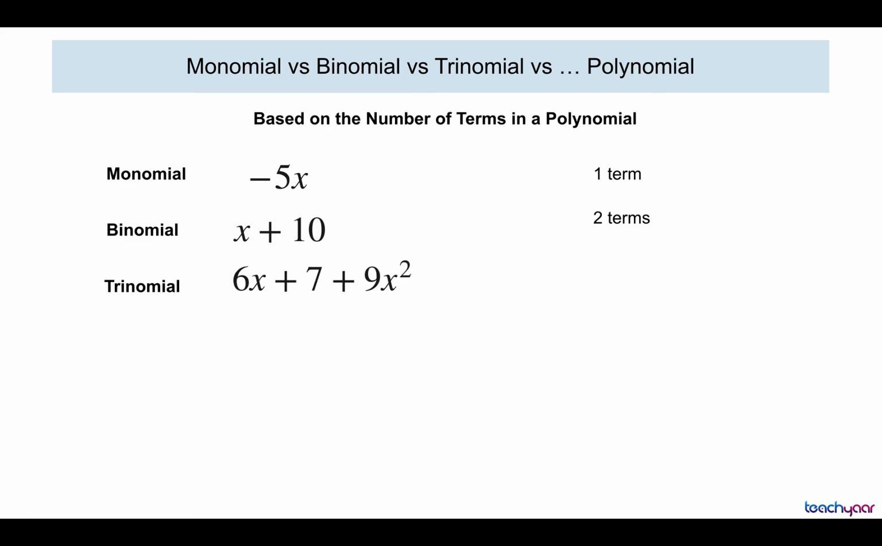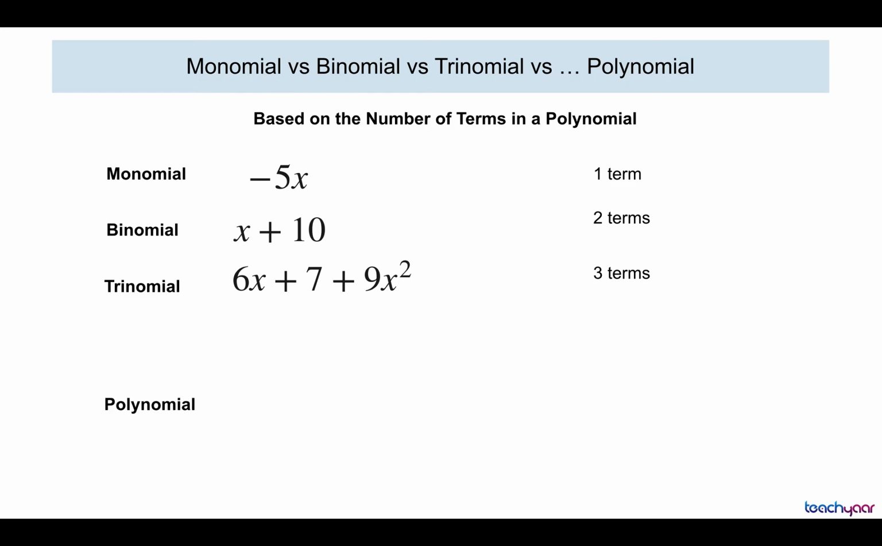So 6x plus 7 plus 9x square. Now remember that when I say a term, it needs to be unique in its variable combination, right? So if you say 6x square plus 7 plus 9x square, no, it's not a trinomial actually. You can call it a trinomial if you really want to, but it's not, because 6x square and 9x square actually are combined together and it will become a binomial. In this case, the variable combination is unique. This is an x term, this is a constant term, this is an x square term. So it's got three terms.